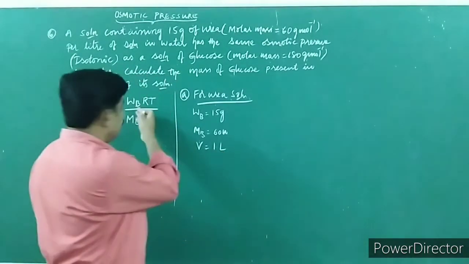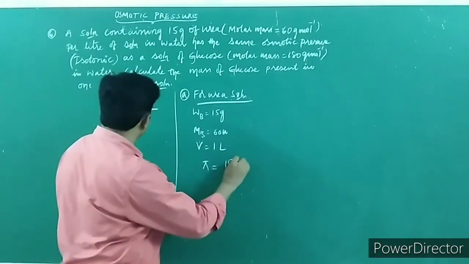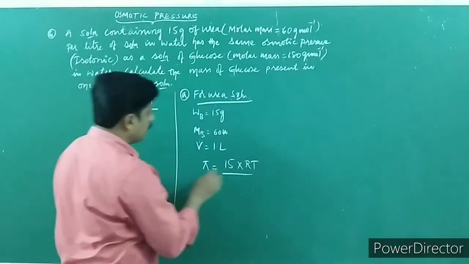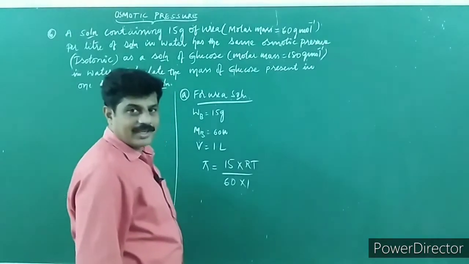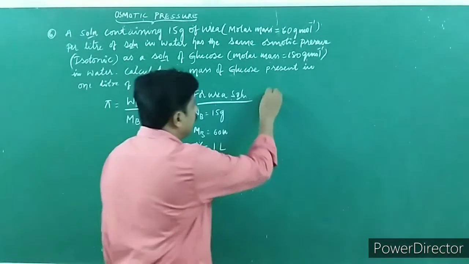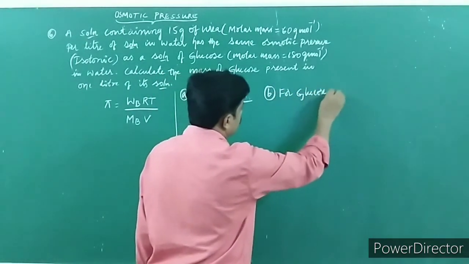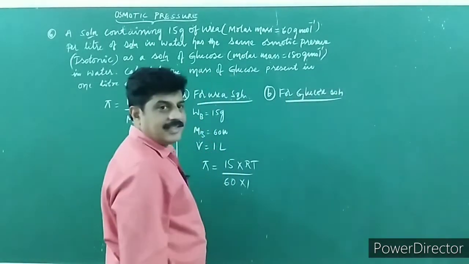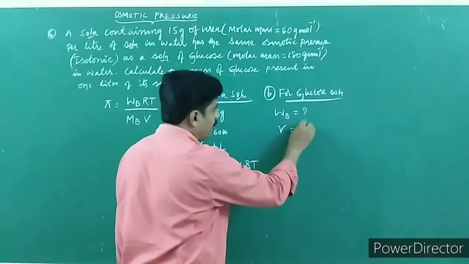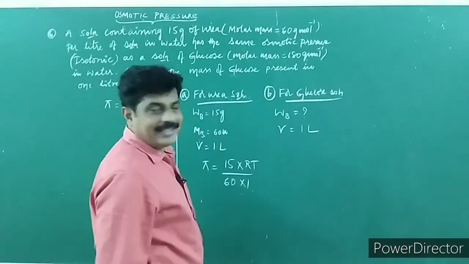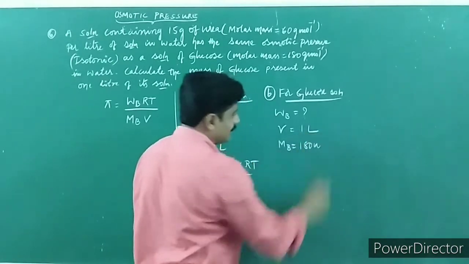Now, let me put this formula here. Pi is equal to WB, which is 15, into RT upon MB, which is 60, into 1. Hope you're following. Similarly, let me write for the glucose solution. For the glucose solution, children, in this case, WB you are supposed to find out. Volume is given how much? 1 liter. Are you getting it or not? And MB is given how much? MB is equal to 180 unified mass.